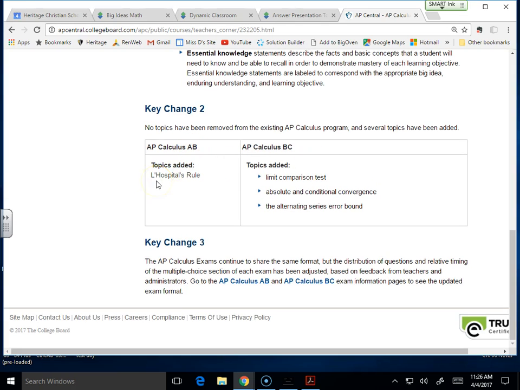AB officially added L'Hôpital's, although AP has decided they're going to spell it hospital. It looks like hospital, but that's not how you're supposed to say it, so whatever. But with an S. BC, I mean, look at what they added. This is technically what they didn't test on before, but now they will. The limit comparison test is going to be in there somehow, somewhere, or it could be. Absolute and conditional convergence. I guess they didn't really test on it before, but I always taught it before. And then the alternating series error bound, so not just Lagrange.